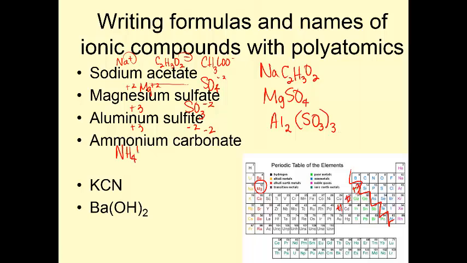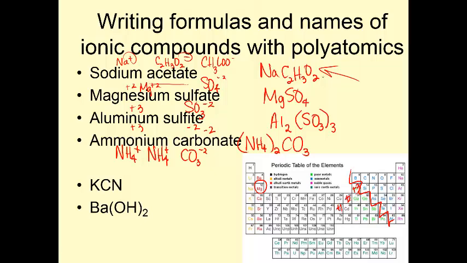Ammonium, NH4+. Carbonate, CO3 -2. You got it memorized. But wait a second, that doesn't equal 0. I need another one of those. Okay, now I have 2 ammoniums, NH4, but I have to put parentheses because I need 2 of them. Carbonate, CO3, just one of them. Okay, why didn't I use parentheses there? Because I only need 1 in the compound.